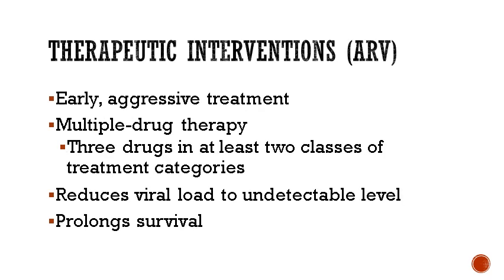Therapeutic interventions or antiretroviral therapy is early aggressive treatment. Multiple drug therapy can be done, so 3 drugs in at least 2 classes of treatment categories. This is going to reduce the viral load to undetectable levels and prolong individuals' chance of survival. Again, in your textbook, Table 20.5 is helpful with this.